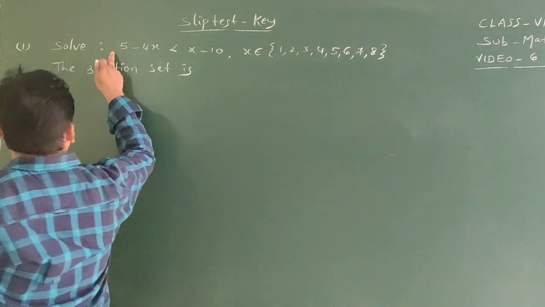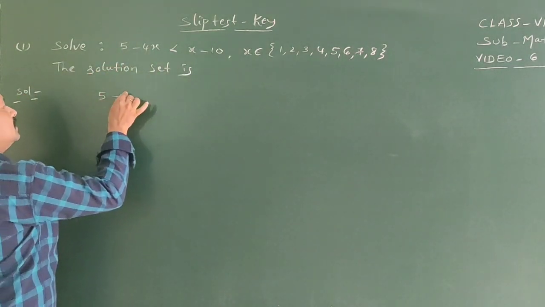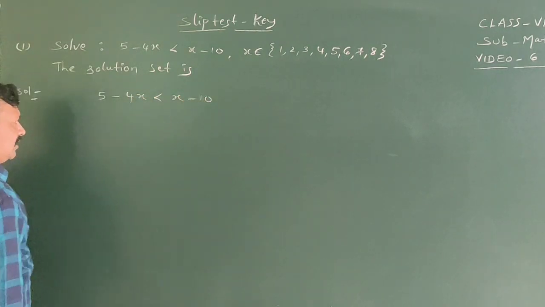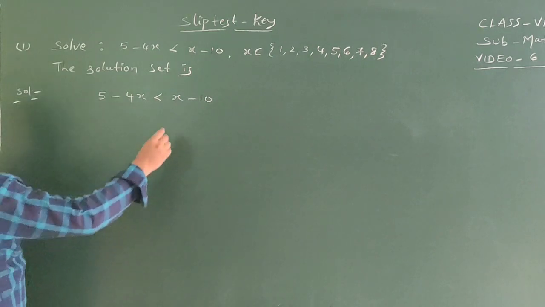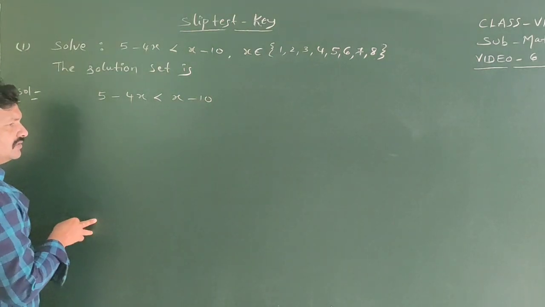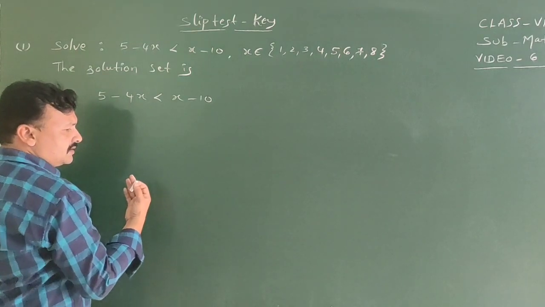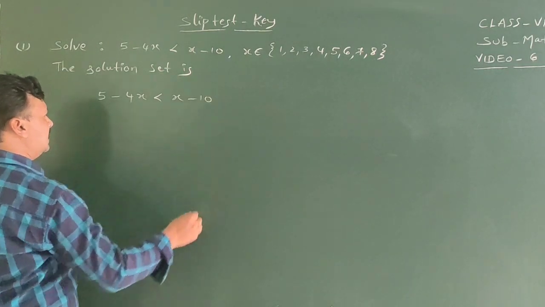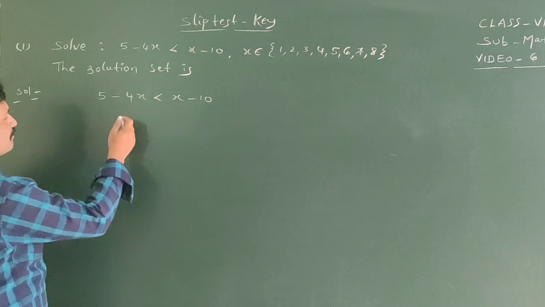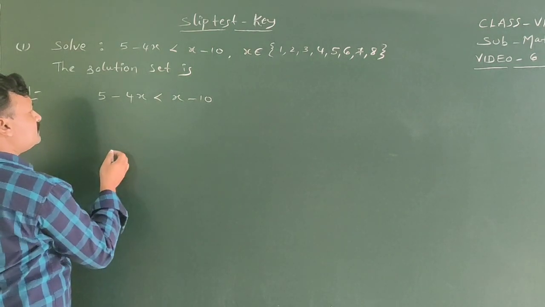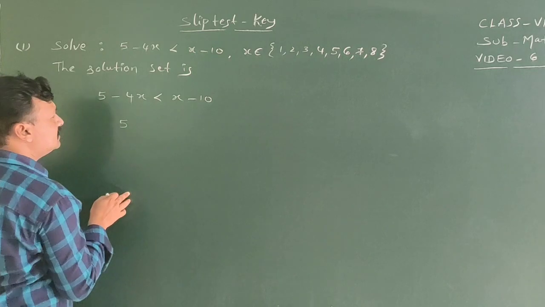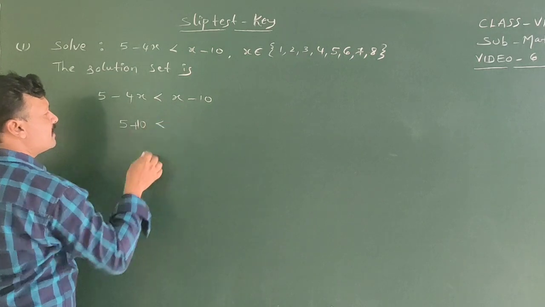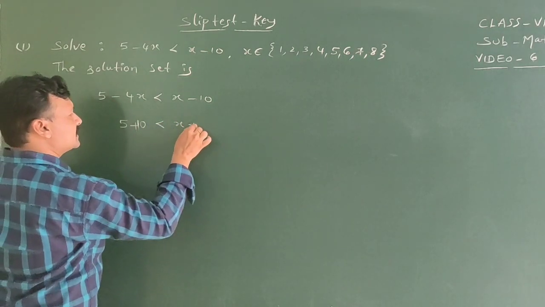If you observe the first one, the given inequation is 5 minus 4x less than x minus 10. Like a simple linear equation only, we have to solve this with the help of transposition or the 4 inequality laws, or rules. Here 5, minus 10 becomes plus 10, minus 4x becomes plus 4x.